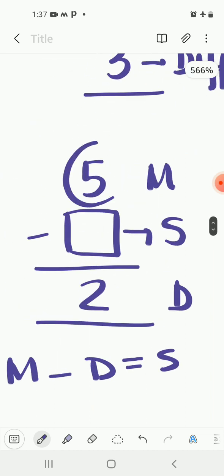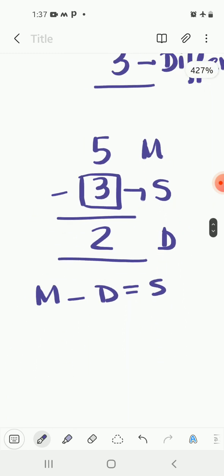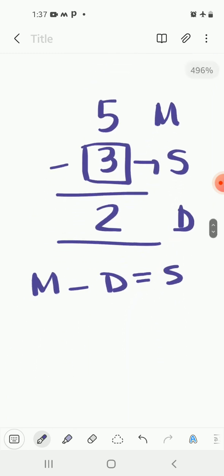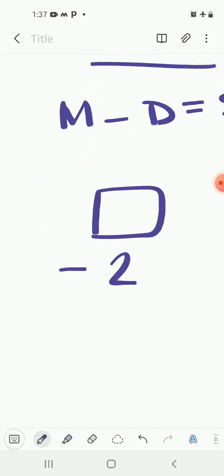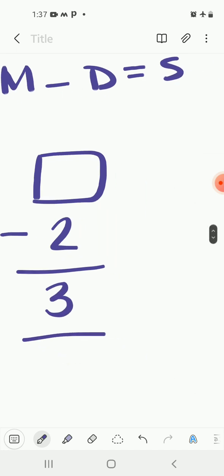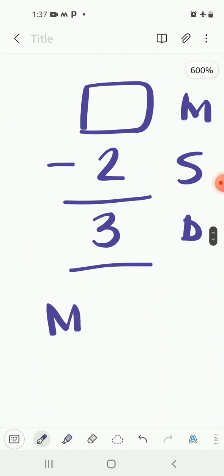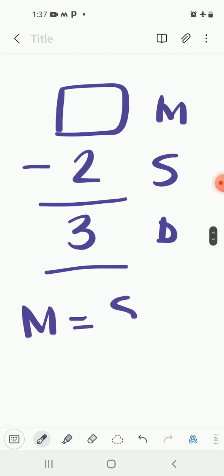So see, 5 minus 2. What do we get? 3. So write 3 here. This is the formula. Similarly, if we have to find the minuend, say a question is given: something minus 2 is 3. Over here, the minuend is missing and the subtrahend and the difference are given. In this case, to find the minuend, we add the subtrahend with the difference. So 2 plus 3 becomes 5. So this is the answer.